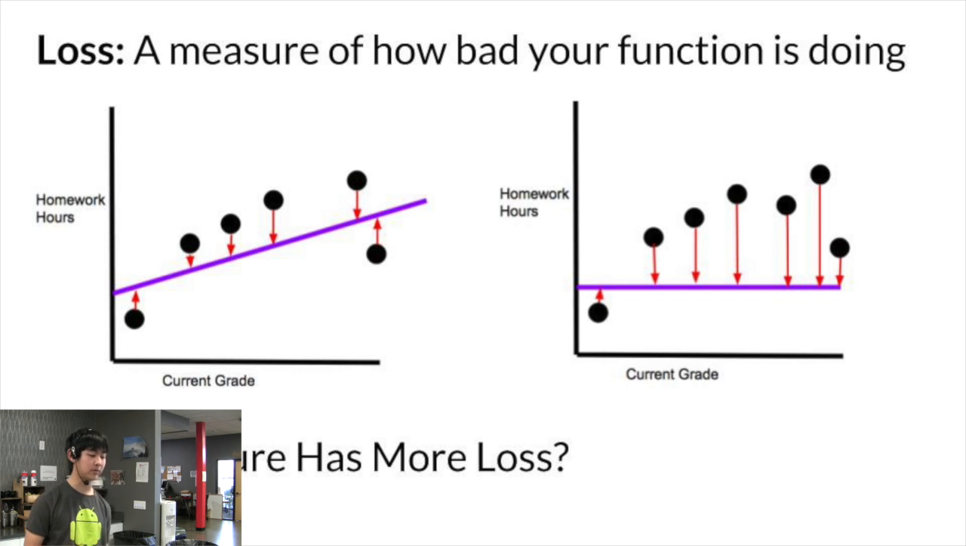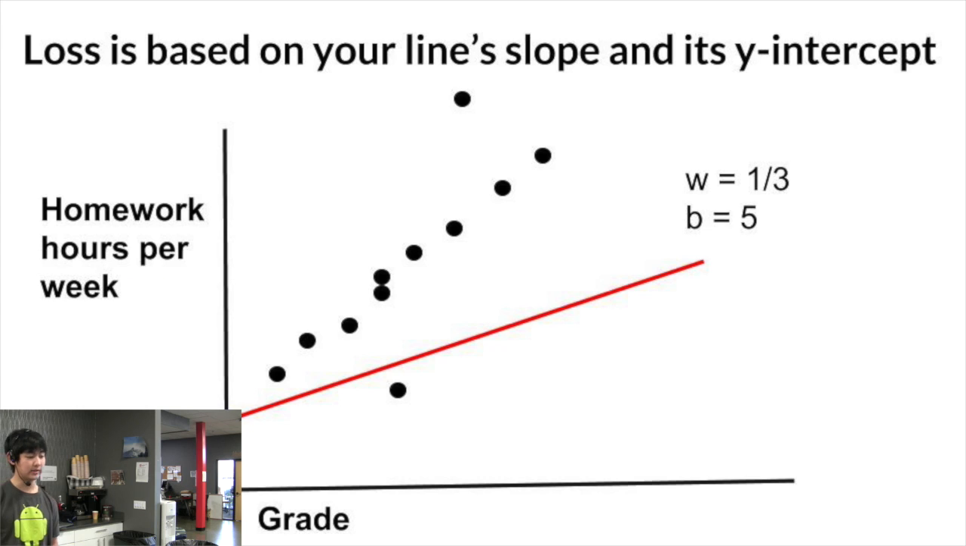Another thing we got into was that loss is based on your line's slope and its y-intercept. Given a slope and a y-intercept, you can uniquely find a line, and then using that you can uniquely find its loss.